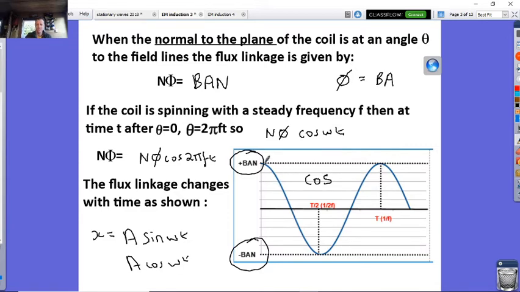Now, the thing to remember is the EMF induced is going to be minus delta phi over delta t. Hence, here the gradient is 0, therefore the EMF induced is 0. Here it is maximum negative, therefore it's going to be over here.